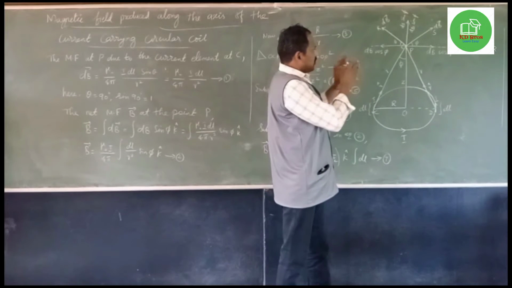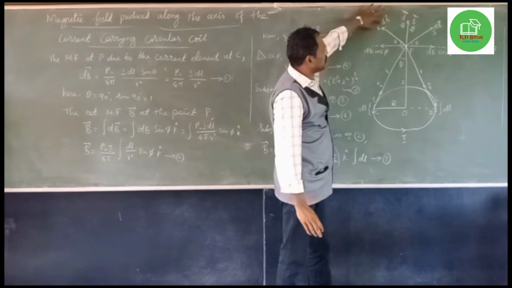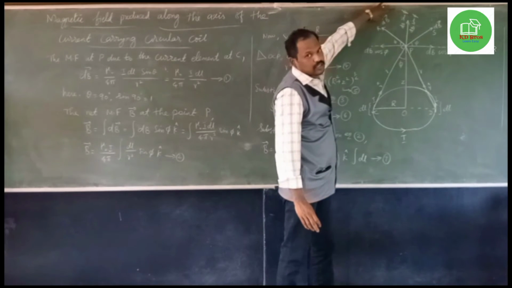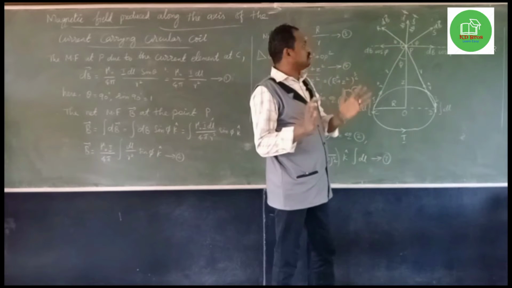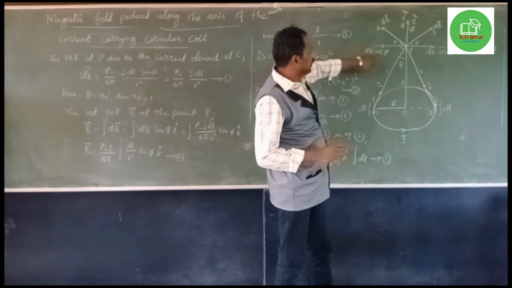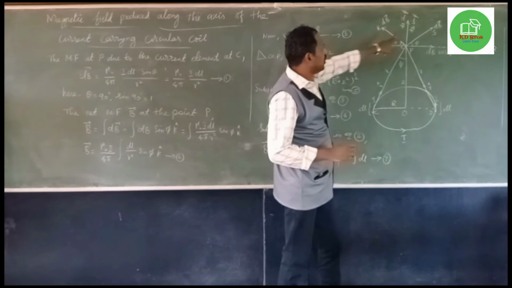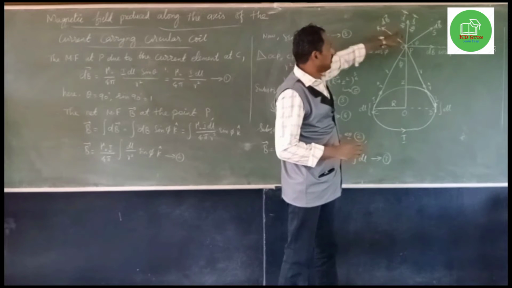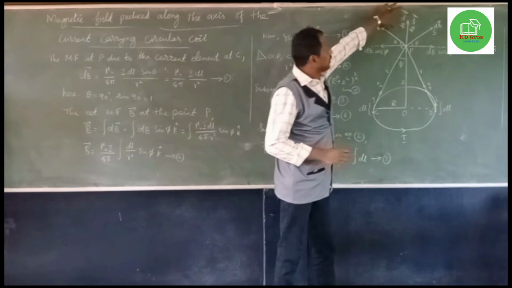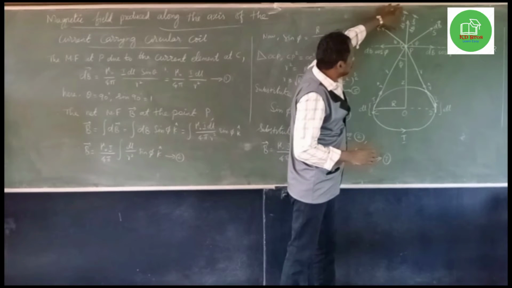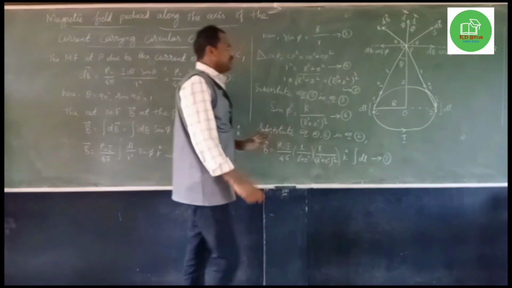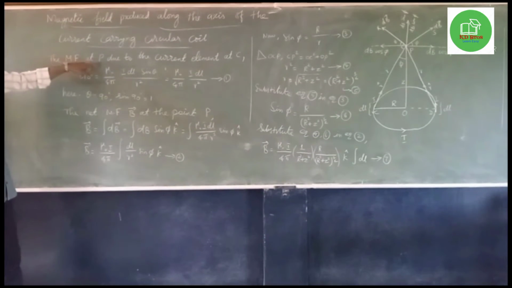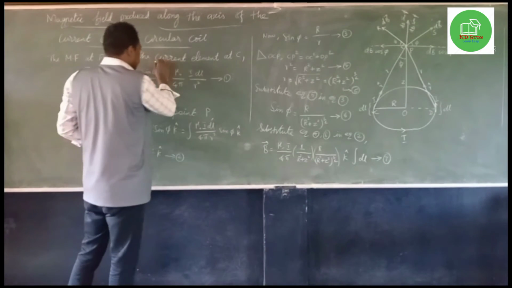Because of this reason, we have to resolve the magnetic field into two components. One is dB cos phi, which is the horizontal component, and the other is dB sin phi, which is the vertical component.